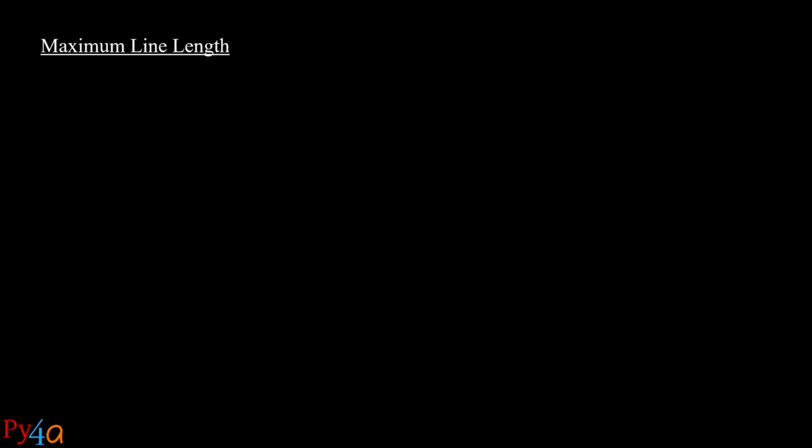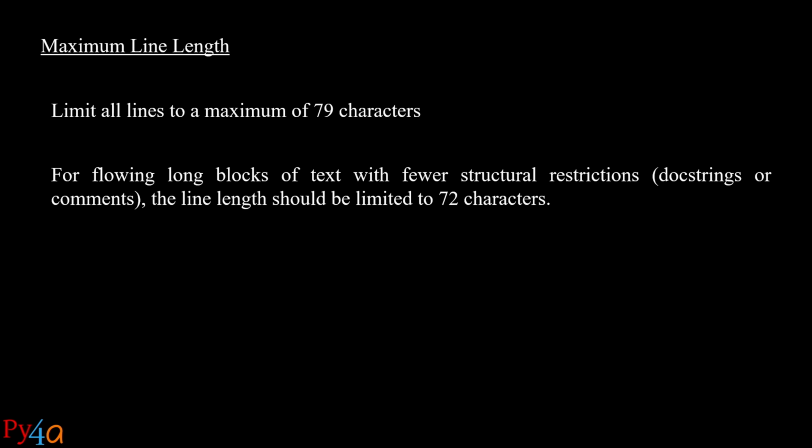Maximum line length. Limit all lines to a maximum of 79 characters. For flowing long blocks of text with fewer structural restrictions, in this I mean docstrings or comments, the line length should be limited to 72 characters. So where you have docstrings or comments, you should limit the line length to 72 characters.